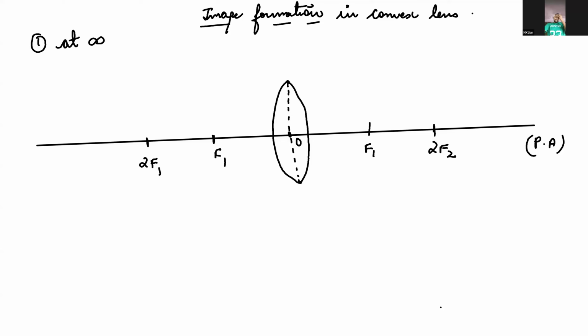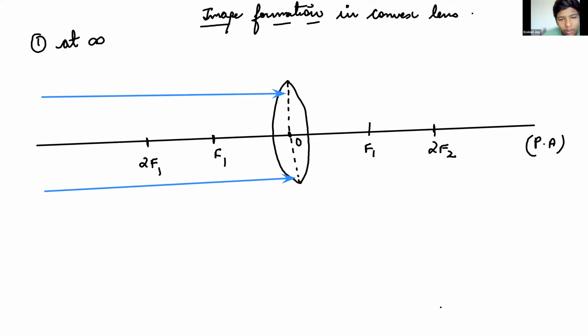Now, what is the first case? If the object is at infinity, it means that the light will come in a straight line, parallel to the principal axis, like this. If it is parallel to the principal axis, then Ezekiel will tell me, where will it go? F1 or F2? F2. Yes, very good.